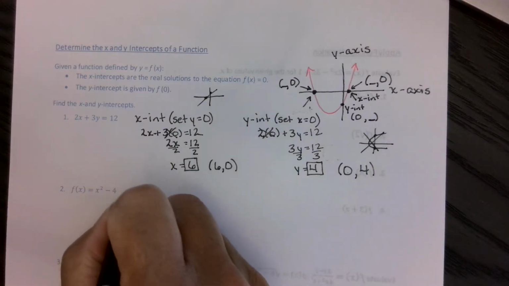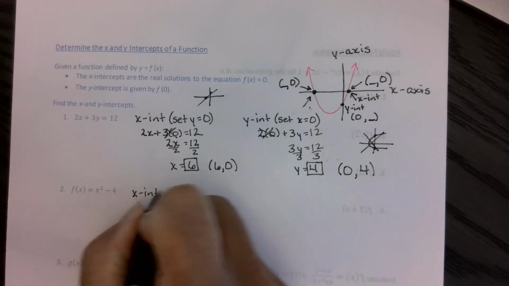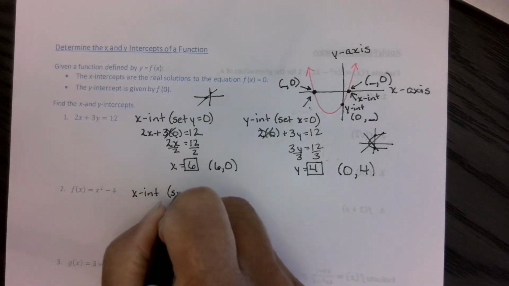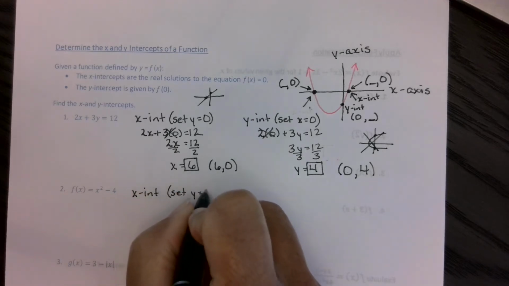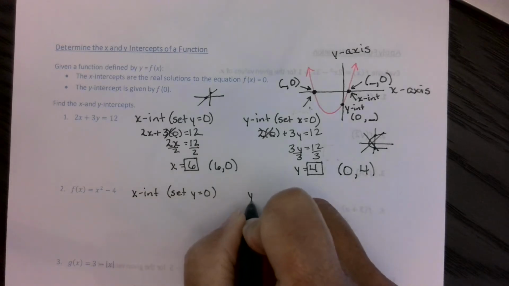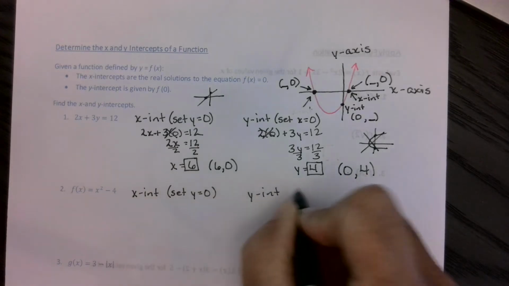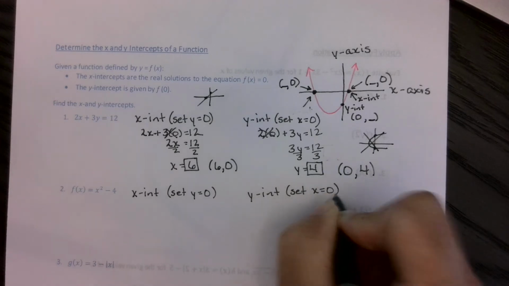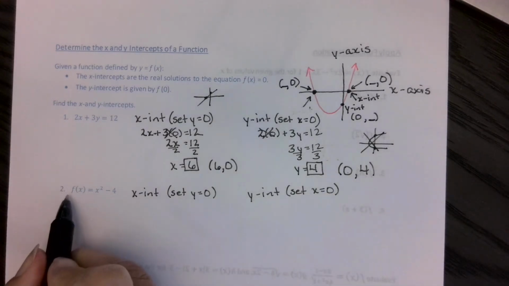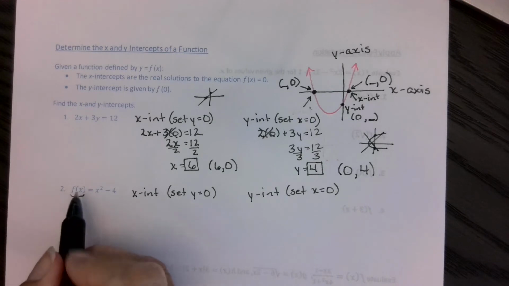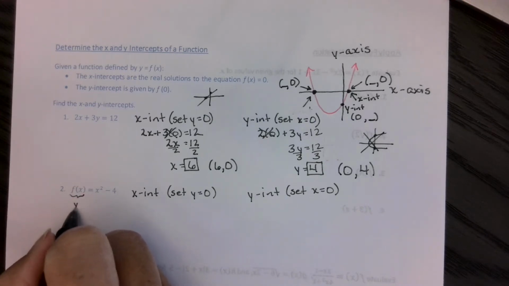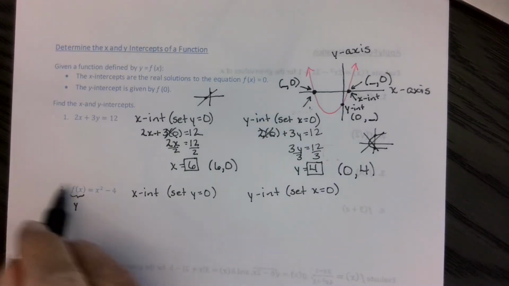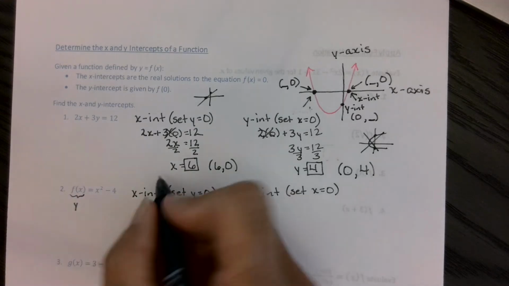Right here, to find the x-intercept, again, we are going to set y equals 0. To find the y-intercept, you set x equal to 0. So remember from Friday, f of x is the same thing as y. So we're going to put 0 in for it here.